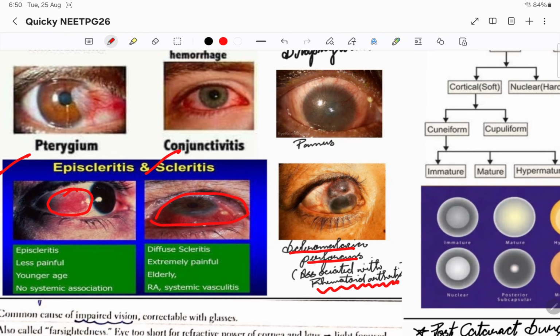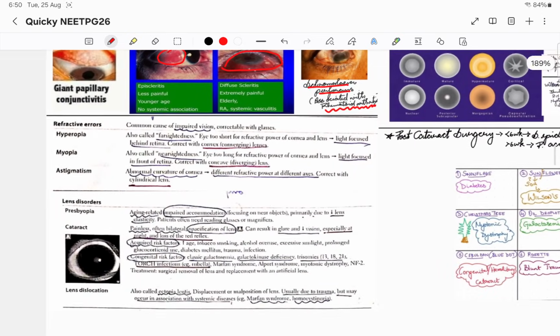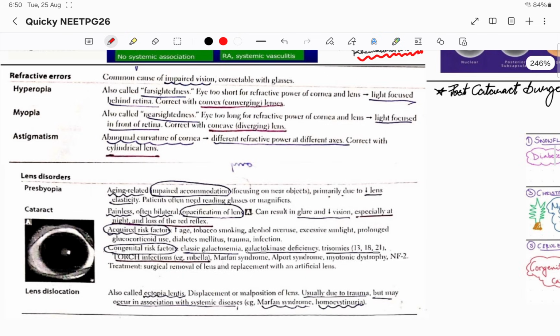Please remember this. Then moving on further with respect to refractive errors. It is very difficult to answer these questions. They have been asking too much in depth with respect to ophthalmology. They think that we are ophthalmological physicians, and that is how they are asking these questions. But if you know, you know.